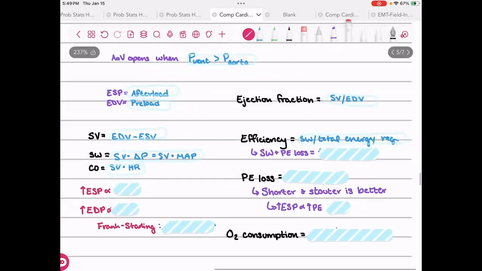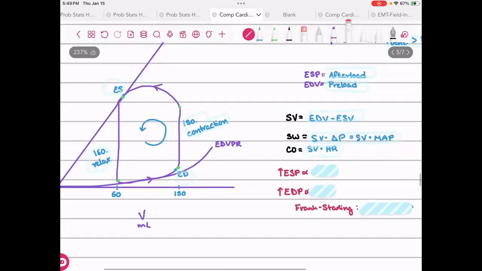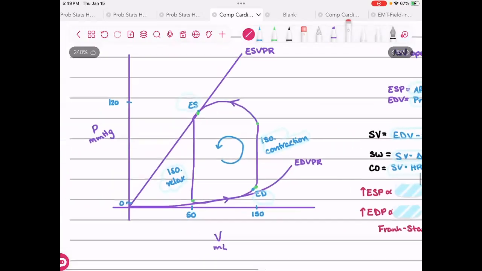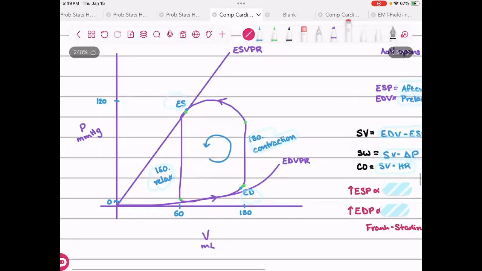You also have your efficiency, which is the stroke work over the total energy required, and the total mechanical energy, which is the stroke work plus the PE loss. The potential energy loss is 1/2 the MAP times the ESV. So if we look at that on our graph over here, 1/2 MAP times ESV, it actually comes out to the area of this triangle.